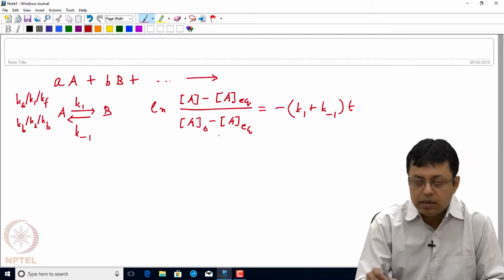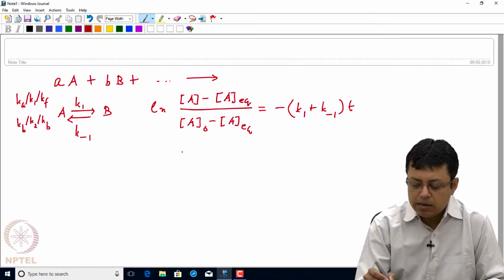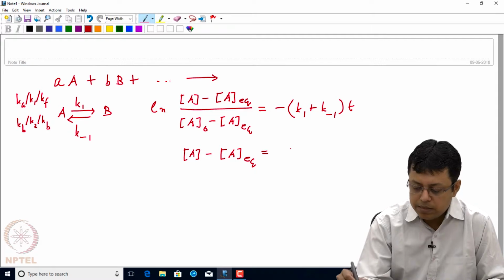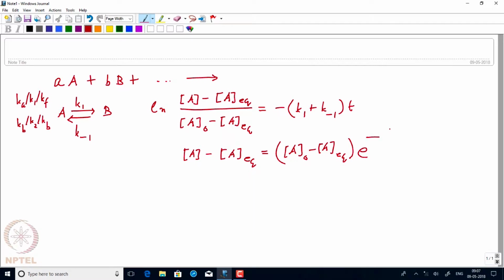Now look at it carefully. We can write it either in the logarithm form, or we could write it in the exponential form like A minus A equilibrium is equal to A0 minus A equilibrium times exponential of minus K1 plus K minus 1 into T. Now the question is, what is A equilibrium? A equilibrium is the equilibrium concentration of A.